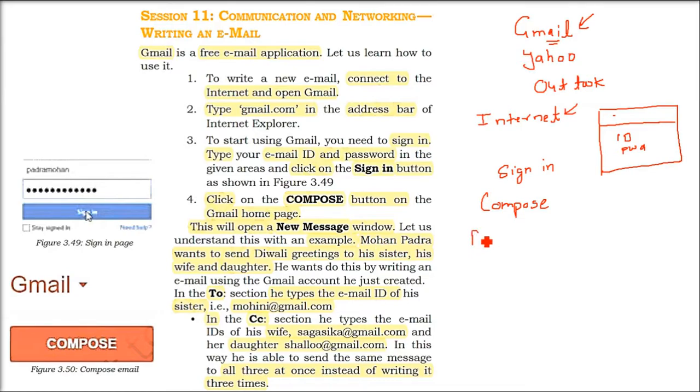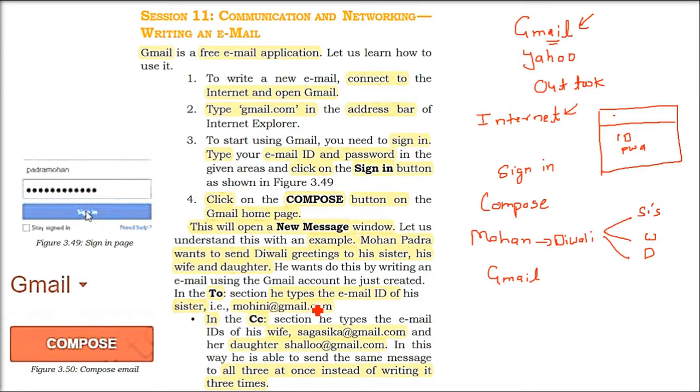There is a man called Mohan. Now Mohan is interested to send Diwali greetings to 3 women. Diwali greetings or the festival greetings to his sister, to his wife and to his daughter. 3 women he will be sending the new message, which is a Diwali greeting. So he will have a Gmail account. We have already discussed how to open a Gmail account from scratch.